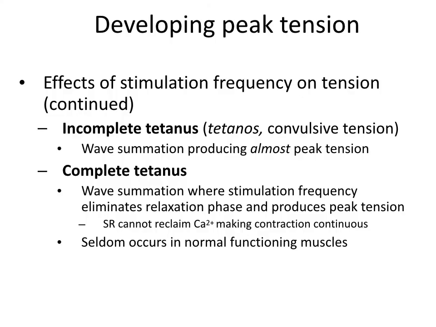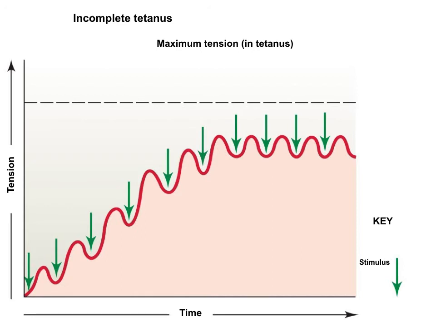All right. Now, in incomplete tetanus, what we see is sort of a plateau effect. That's called incomplete tetanus. And that's basically when you're doing your maximum, for example, at the gym, your muscles are experiencing basically maximum tension, which is incomplete tetanus. They can't go any further. They can't contract anymore. But what's strange is that there's still a little bit of this wave going up and down, even though we're not strong enough to increase the tension anymore.